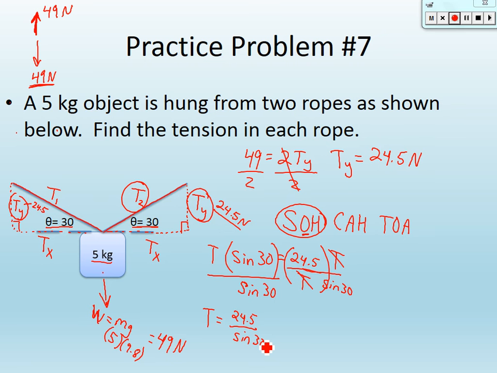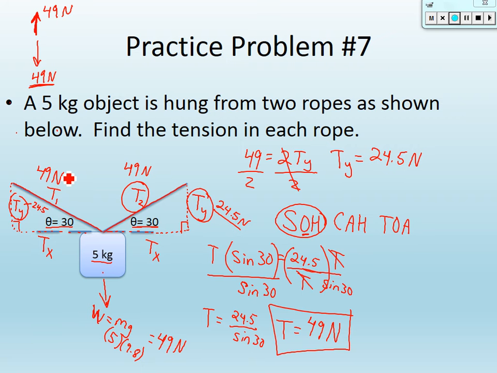Yes, perfect. So tension is equal to 49. And is it a force tension? Yeah. So what are my units going to be? Newtons. Okay. Now, that's going to be the tension in each one of these. This one's 49 newtons, and this one's 49 newtons.